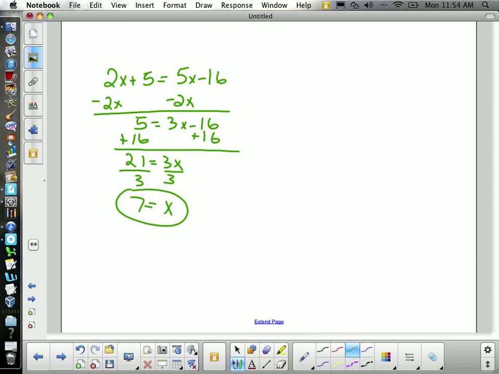How about the other one, number 9? Again, it's a regular figure, so the sides have to be congruent, or the angles have to be congruent. So x squared plus 16 has to equal x squared plus 4x minus 4.